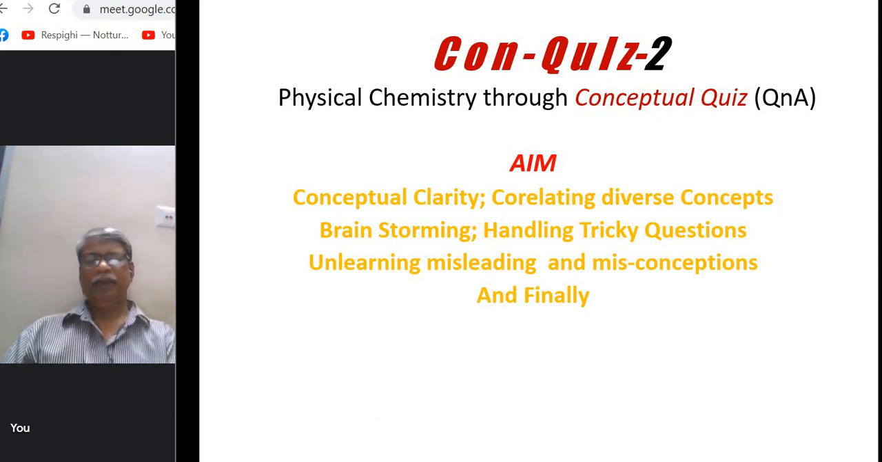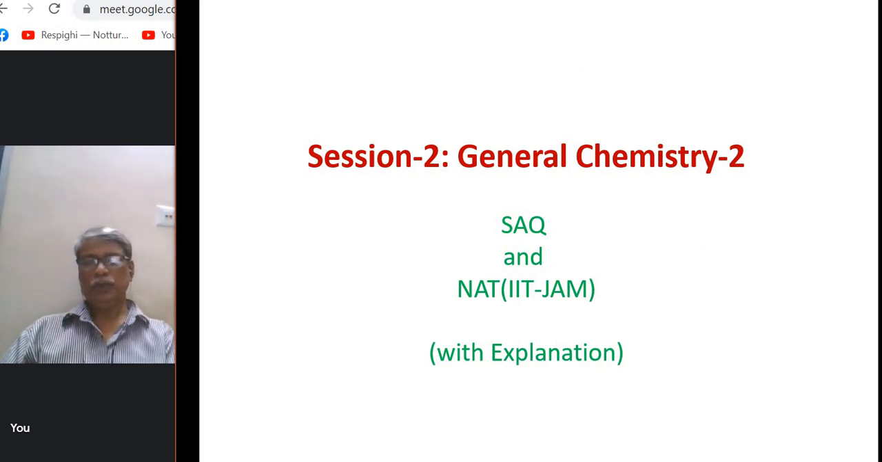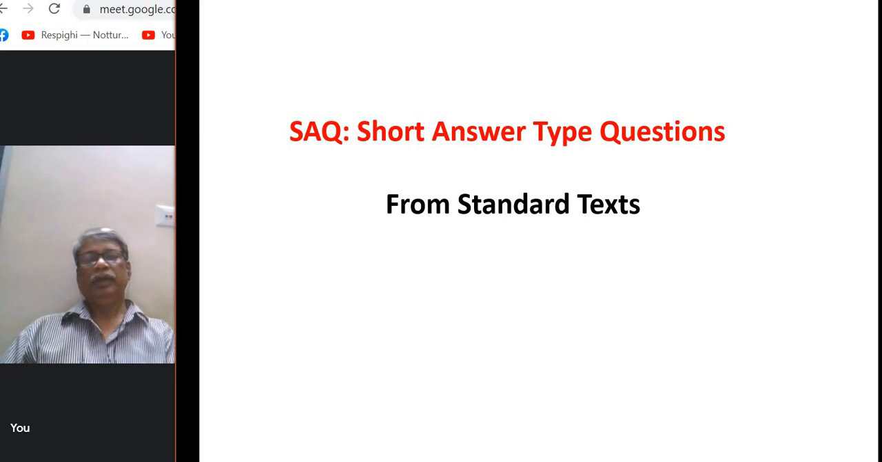Of course, we have some aim, and mainly to support you in preparing for exams, for your board or university exams, including some competitive exams like IIT-JAM, NET, GATE, SAQ, etc. And today our session 2 is on general chemistry part 2. We'll be discussing today short answer type questions and numerical answer type questions (NAT) from IIT-JAM, of course with explanation. So let us start with SAQ, short answer type questions.